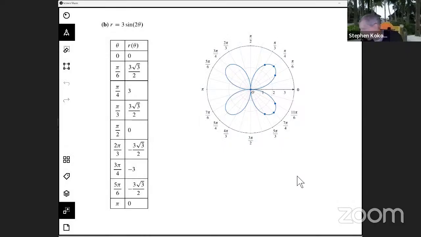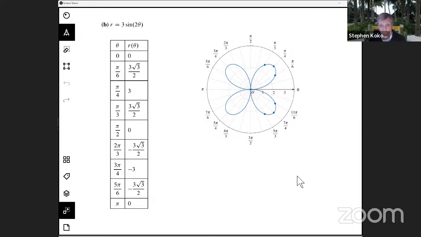Beautiful. Let's try this one. r is equal to 3 times the sine of 2 theta. So I think, Vicky, another sort of common polar graph that students should know about: maybe r is equal to a constant times the sine of n theta, what that might look like. I did the same sort of thing.